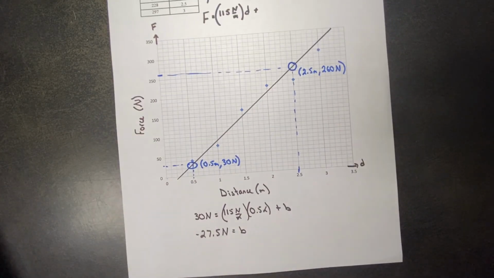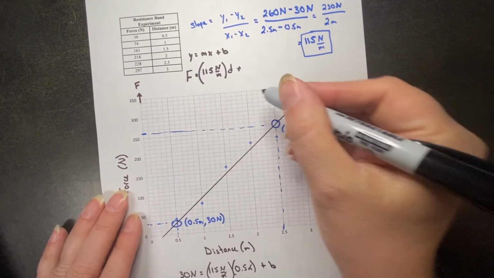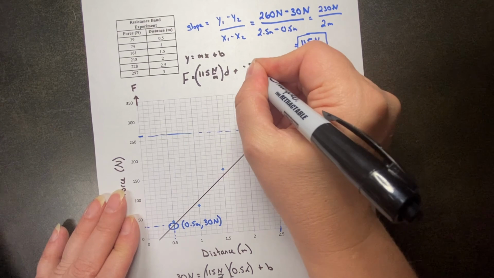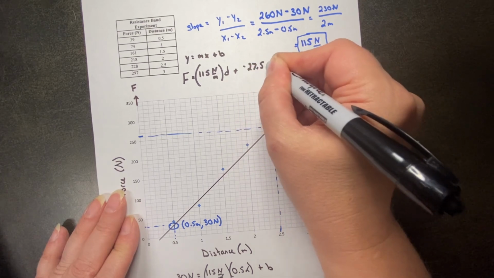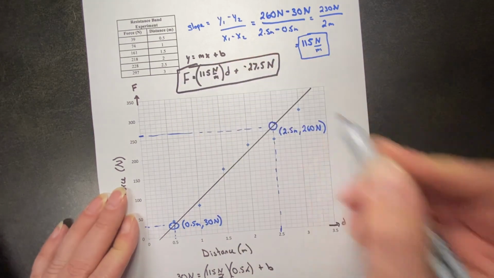And so then our last step in writing the equation of the line is to place this b y-intercept value up into our equation. And we've finished our equation of a line.